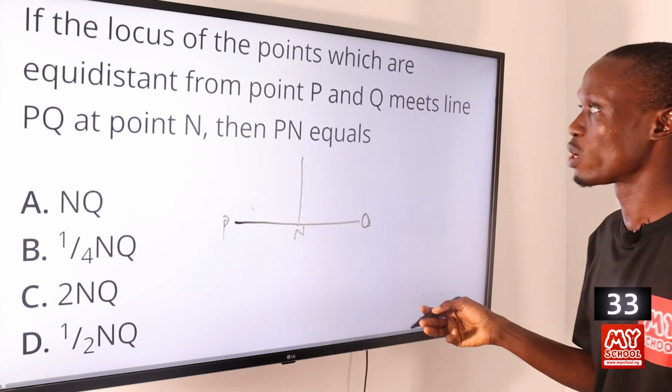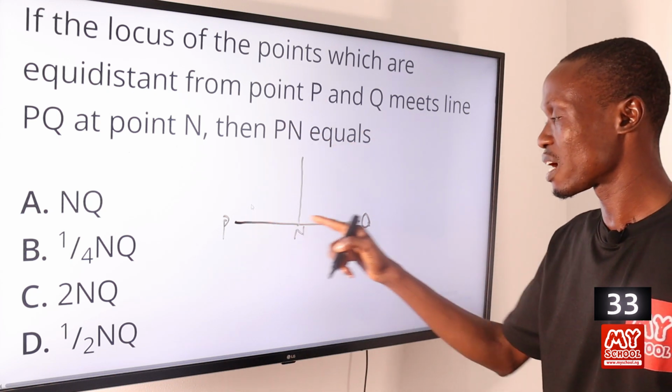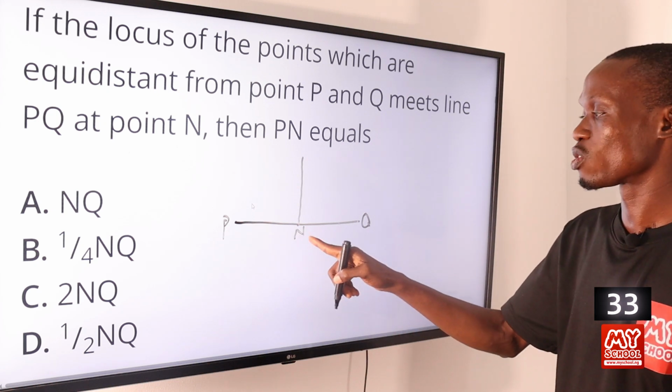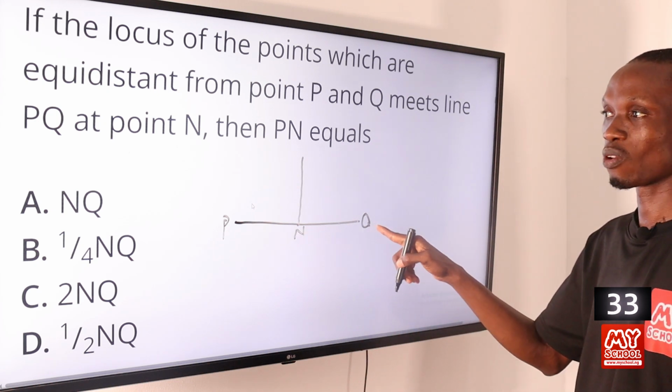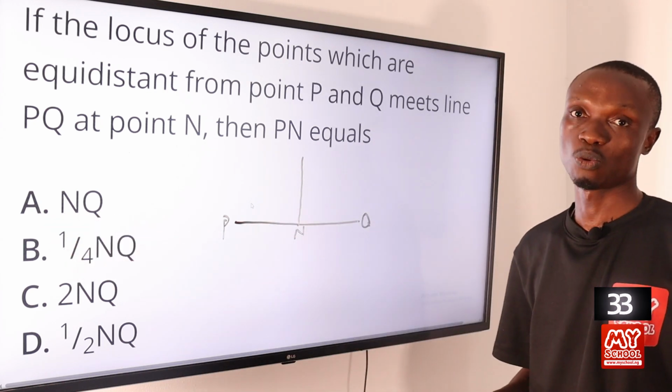So now in this question, we are told that we should find the value of PN. Since this line is shared into 2 equal halves, PN is equal to NQ. So that makes the answer to this question option A, NQ.